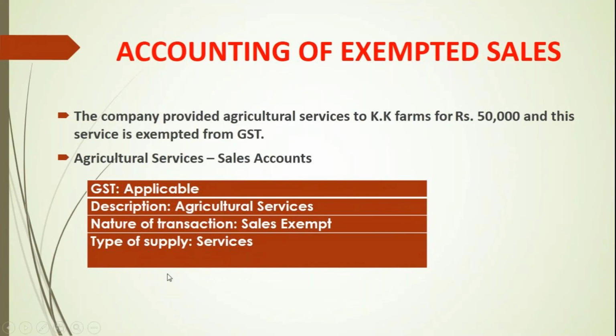When we are creating the ledger for agricultural services, the GST classification has to be given as sales exempt. That's most important, because the GST classification itself is the turning point before passing the entry. When the company is providing agricultural services, which means it is selling services, it has to be recorded in the sales voucher, as sale of services. So let's go for it.